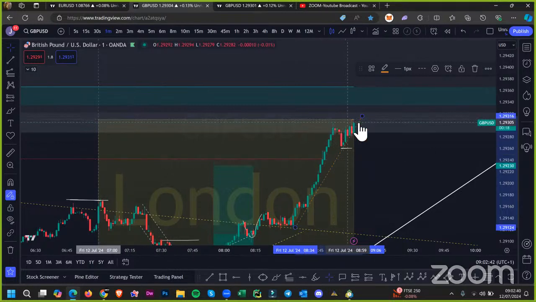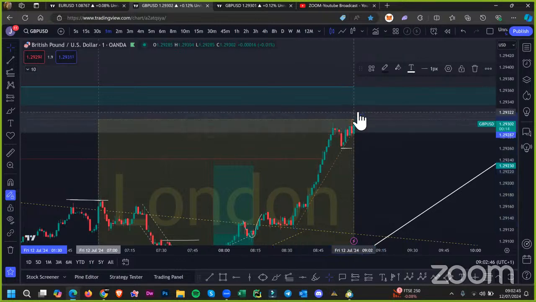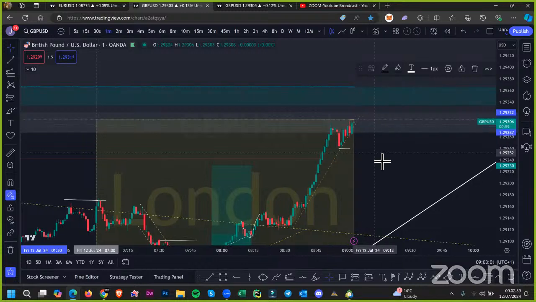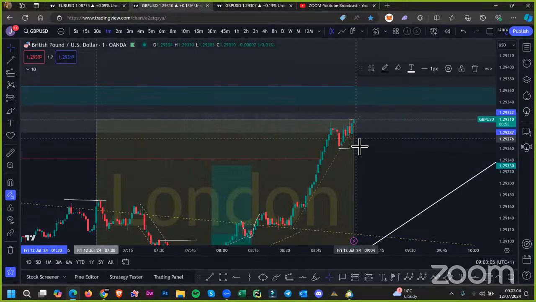But is it finished? I don't know if it's finished. I don't know if it still wants to go up here and completely close up some of this little imbalance level that I've got in here. I don't know. Again, look, you see this blue line here? This is London high, previous New York high. I don't know whether or not it wants to come and take that New York high. It's very, very possible it wants to do that.